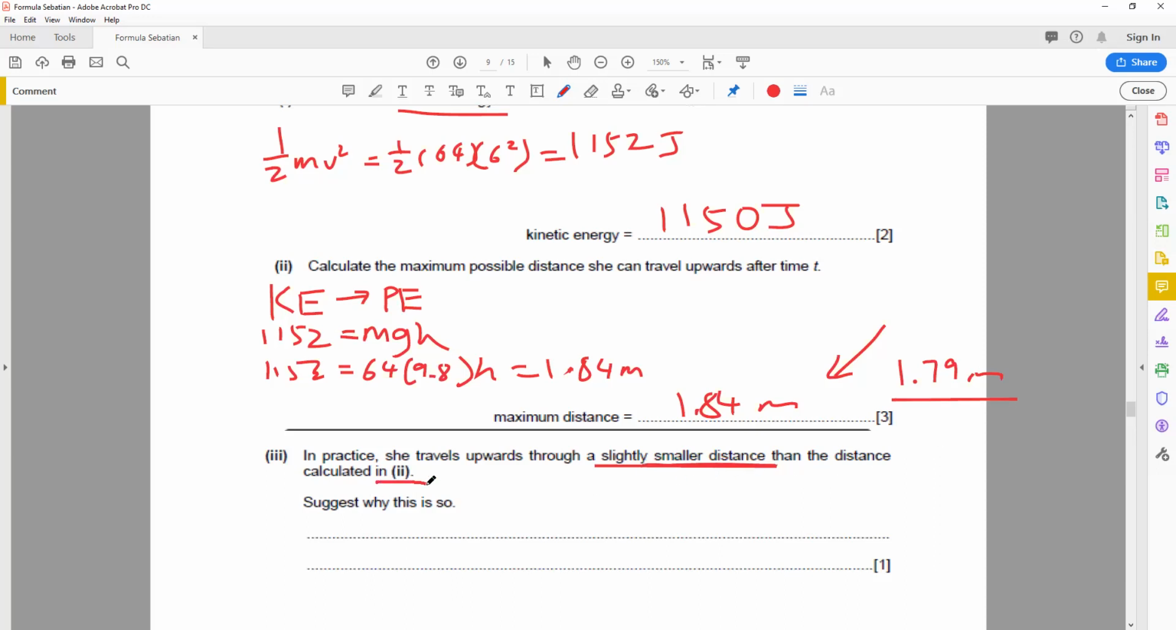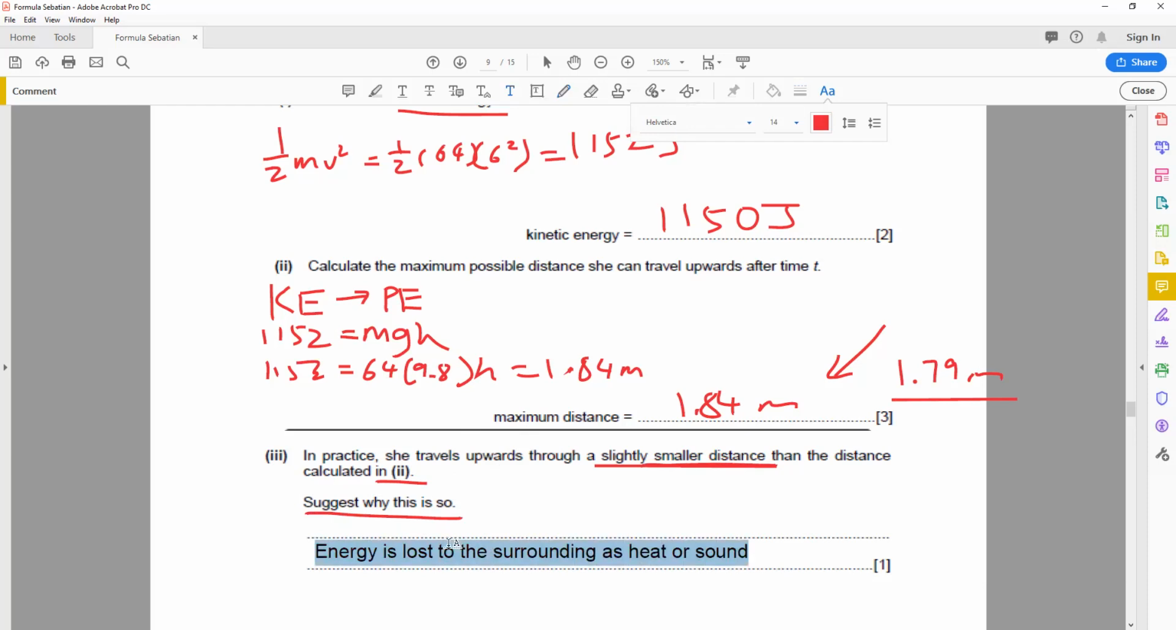And I ask you to calculate it, the one calculated in 2. Then I ask you to suggest why this is so. I've mentioned this, I'll say this again. This is actually a very standard question in your energy chapter. You must know that energy is always lost to the surrounding as heat or sound. Standard question with a standard answer, guys. Very, very important. You must know.